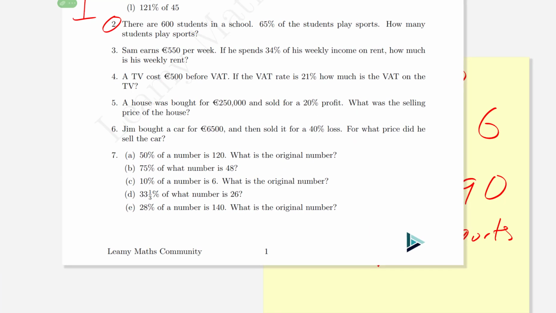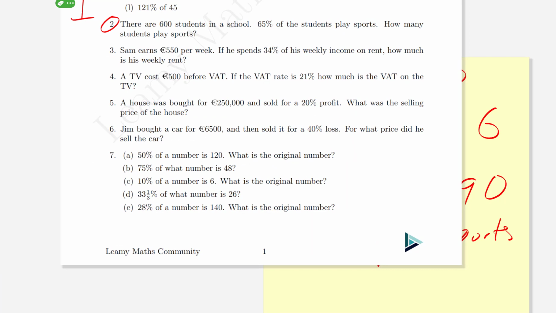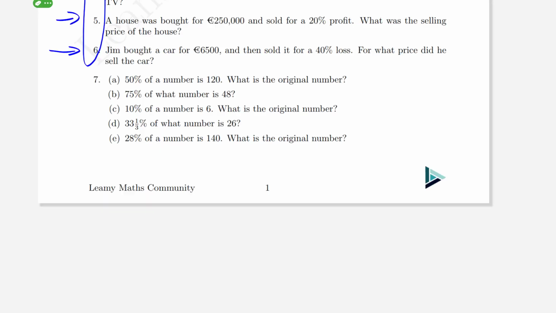Okay, so what you guys should do now is try questions 2 to 6. All right, try questions 2 to 6. I've actually done questions 5 and 6 for you, that's in the video that you're watching right now, but you try them first. So pause the video right now, try questions 2 to 6, and then when you unpause the video, you'll see me doing questions 5 and 6.